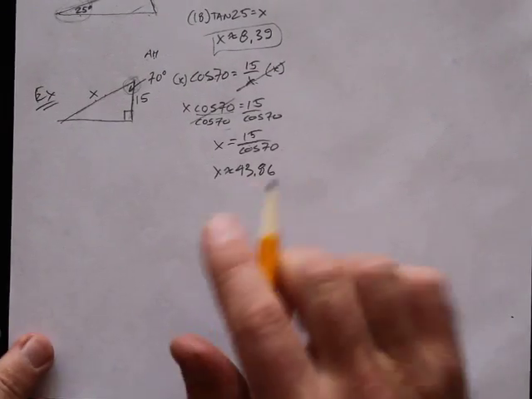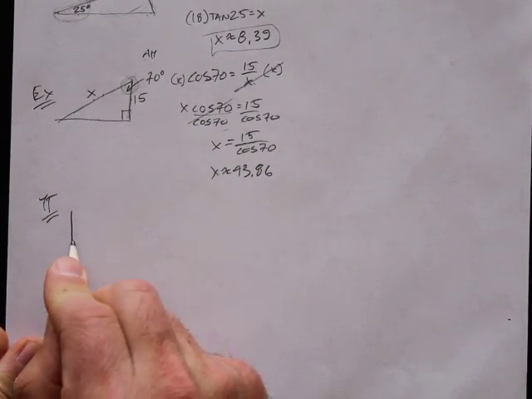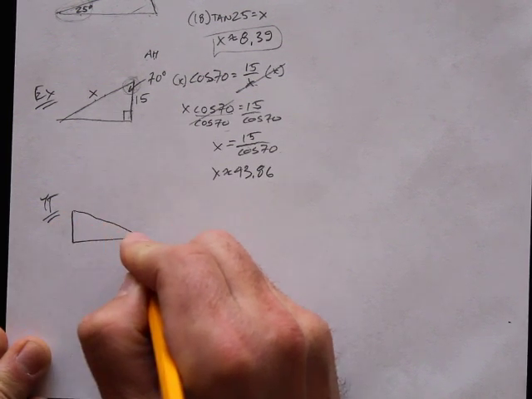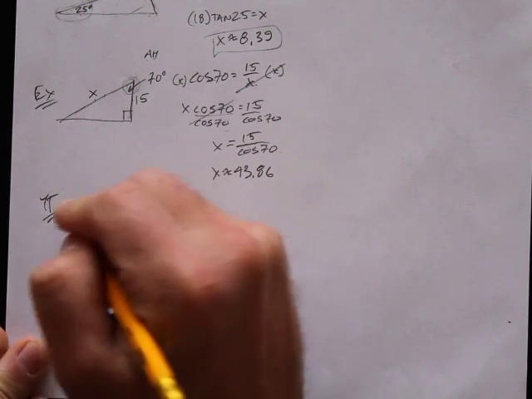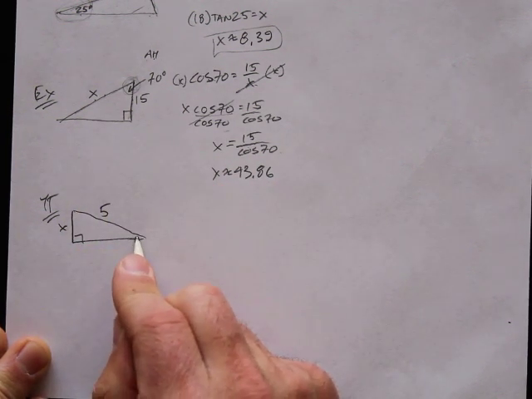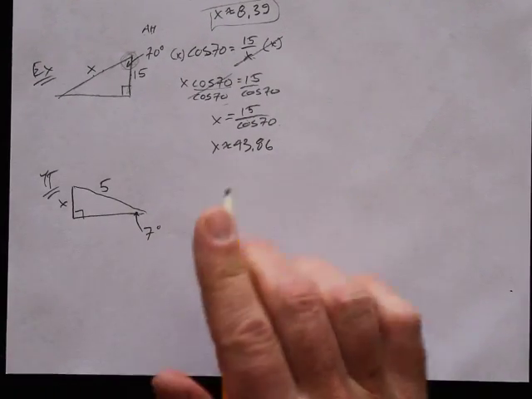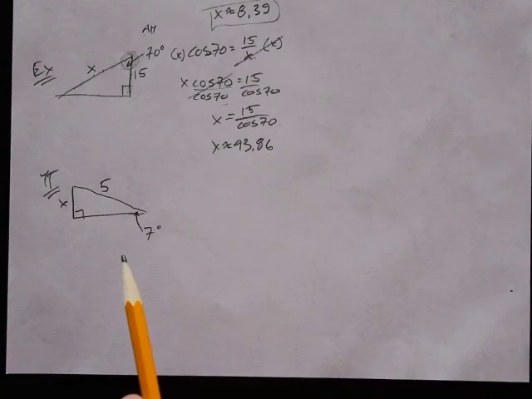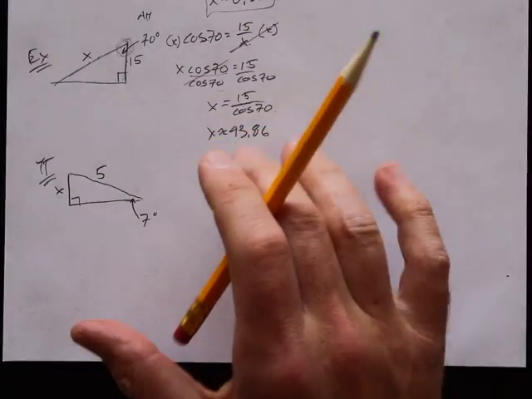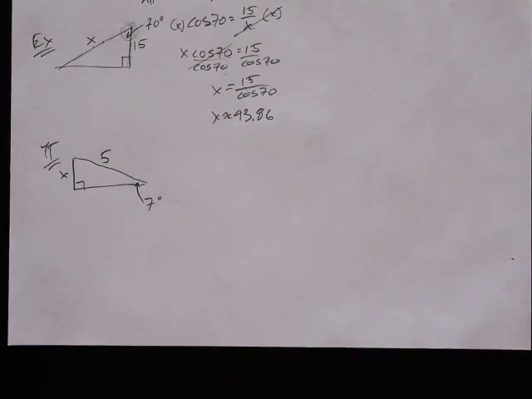And let's do one more. Let's have you do this one without me. Here is another right triangle. And this is x, and this is 5, and this angle is 7 degrees. So figure out which trig function, or which trig ratio, you need to use, and solve it just like we've done these other two. All right, go.